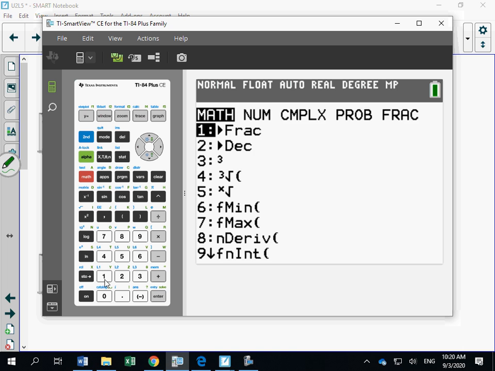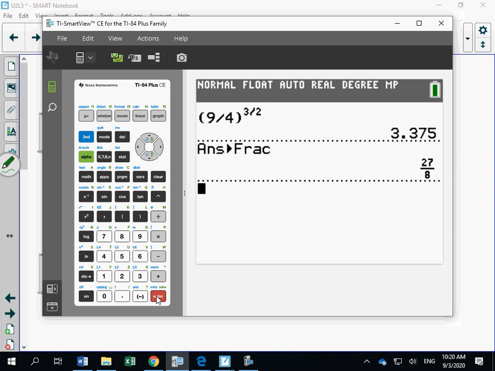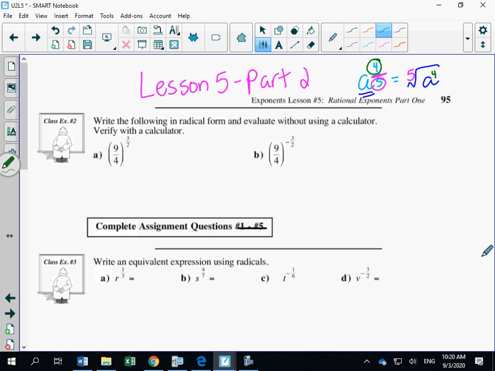We get 3.375, and you don't want to give your answer in decimal form. You'll always give it in fractional form or in rational form. So the answer is going to be 27/8. So let's just jot that down, 27/8. Okay, how do I express this in radical form? So it's the exact same thing as we did up here, except we have a fraction, and that's no big deal. What we do is underneath your radical sign, you put your base. And the base is 9/4.